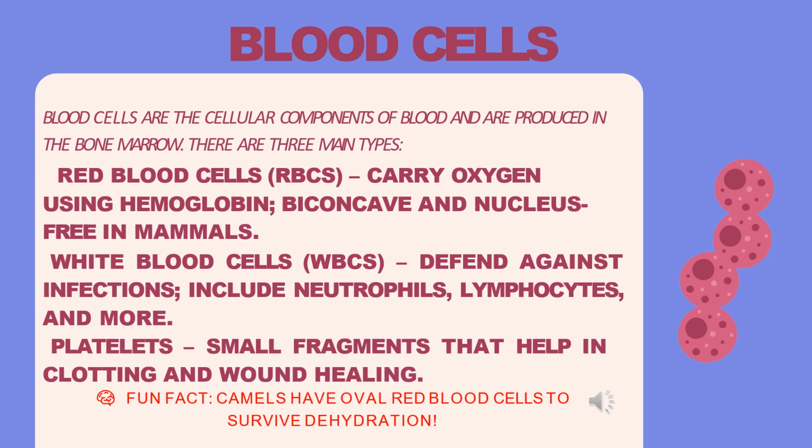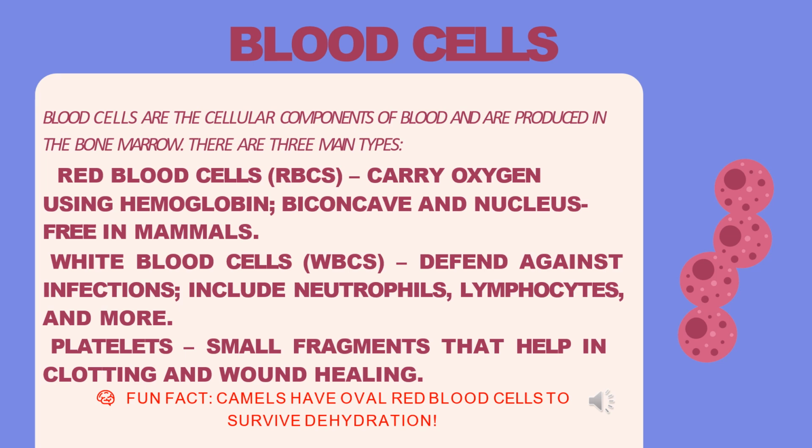They're biconcave in shape, like little donuts, and in mammals, they don't even have a nucleus, making more room for oxygen transport. Next, white blood cells, or WBCs. These are your body's defense squad. They fight off bacteria, viruses, and anything that dares to invade. There are different types, like neutrophils, which rush to infection sites, and lymphocytes, which build long-term immunity.